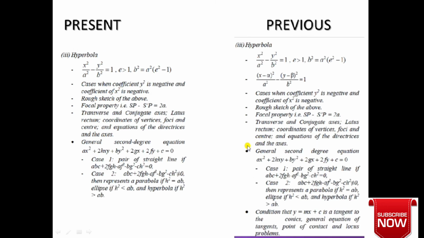Next we have hyperbola. In hyperbola you can see that the condition that y equals mx is a tangent to the conic, general equation of a tangent, points of contact and locus problem has been removed from the syllabus. You need not do this part. And here you can see (x minus alpha) square by a square, (y minus beta) square by b square equal to 1. These two have been removed from the present syllabus.